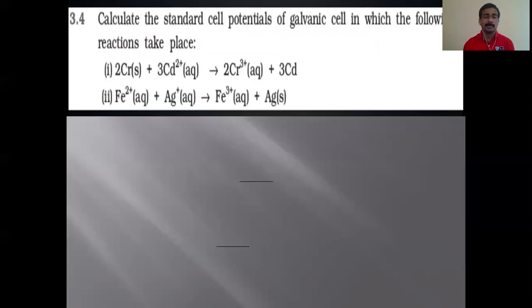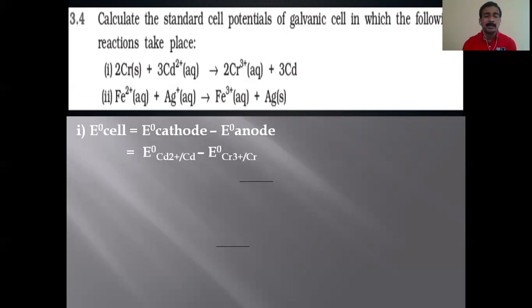Some problems based on this you can see. It is not based on the Nernst equation. It is simply to calculate standard cell potential. The first cell is 2Cr plus 3Cd2+ gives 2Cr3+ plus 3Cd. That is the cell reaction. From the cell reaction, it is clear chromium is oxidized to Cr3+, so that is the anode. Cd2+ is reduced to Cd, that is the cathode. So what will be the equation to find the cell potential? E0 of cell is equal to E0 cathode minus E0 anode. So here cadmium is the cathode, so E0 Cd2+|Cd minus E0 Cr3+|Cr.